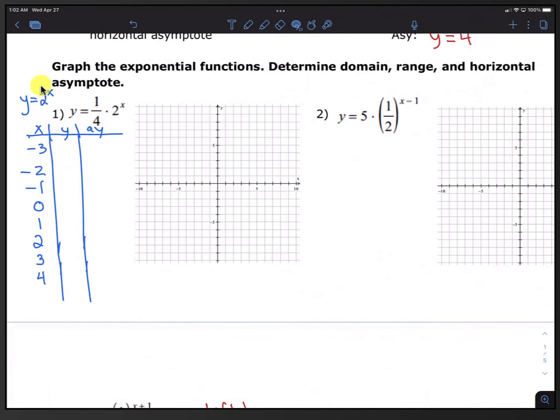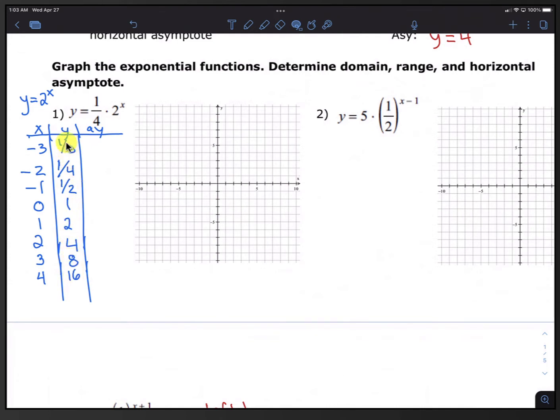Plugging those in, 2 to the -3rd is 1/8. 2 to the -2 is 1/4. 2 to the negative 1 is 1/2, and so on. So the complete y values are 1/8, 1/4, 1/2, 1, 2, 4, 8, and 16.